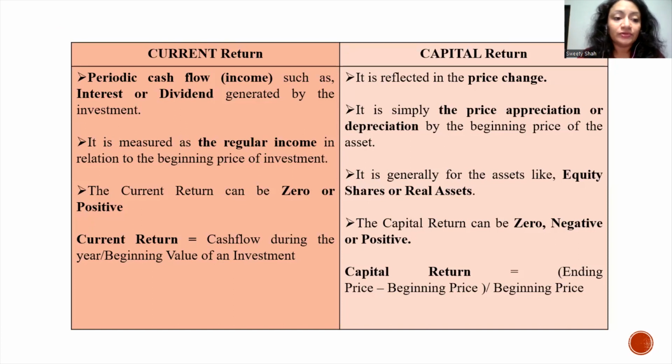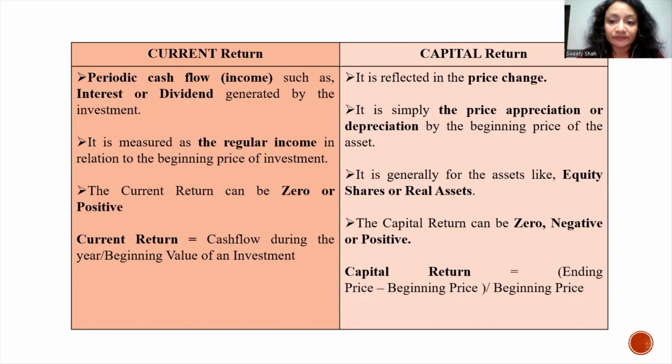When you want to calculate the current return, it is nothing but the cash flow that you are receiving during the year divided by the beginning value of the investment. Whereas the capital return is reflected in the price change. It is simply a price appreciation or depreciation, the value at which you are buying the asset and the value at which you are selling the asset. It is generally applicable for assets which are marketable or tradable in nature, like equity or real estate.